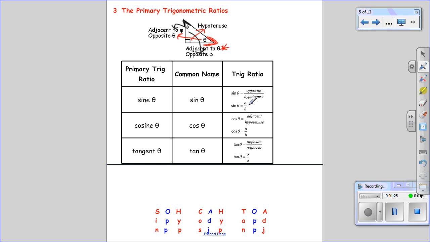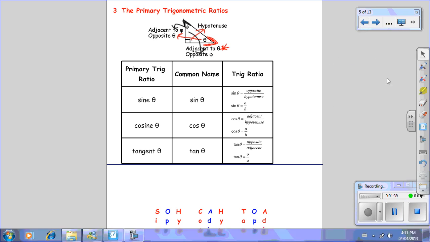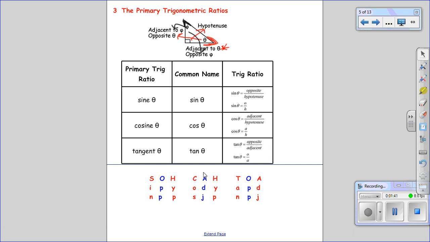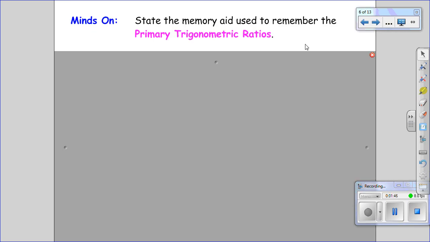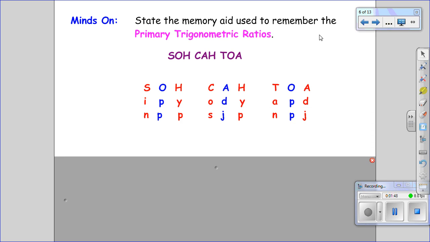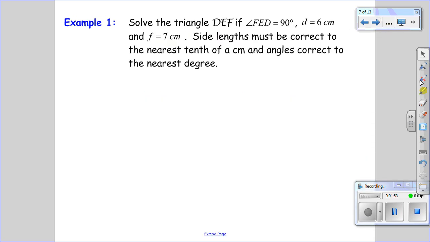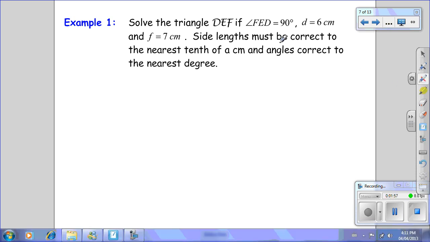The primary trig ratios are sine theta, where sine is opposite over hypotenuse, cosine theta, where cosine is the adjacent side over the hypotenuse, and tangent, opposite side divided by the adjacent side. And we have a memory aid, SOHCAHTOA, to help us remember those three ratios. Now remember, those three ratios can only be used if we have a right triangle. If we don't have a right triangle, we can't do it.